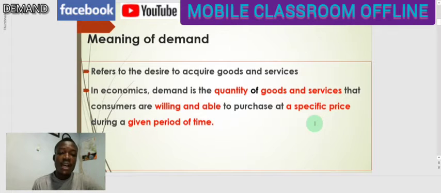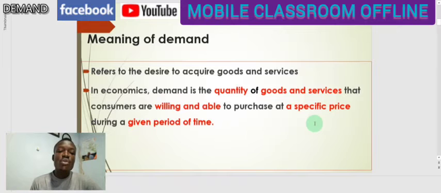So before the demand will be complete, there needs to be a quantity of goods and services. You need to know the quantity of the goods and services that you are willing to have. And when we are talking about a consumer here, anyone who makes use of any product, we refer to that person as a consumer. Anyone who derives satisfaction from any product or service becomes a consumer.